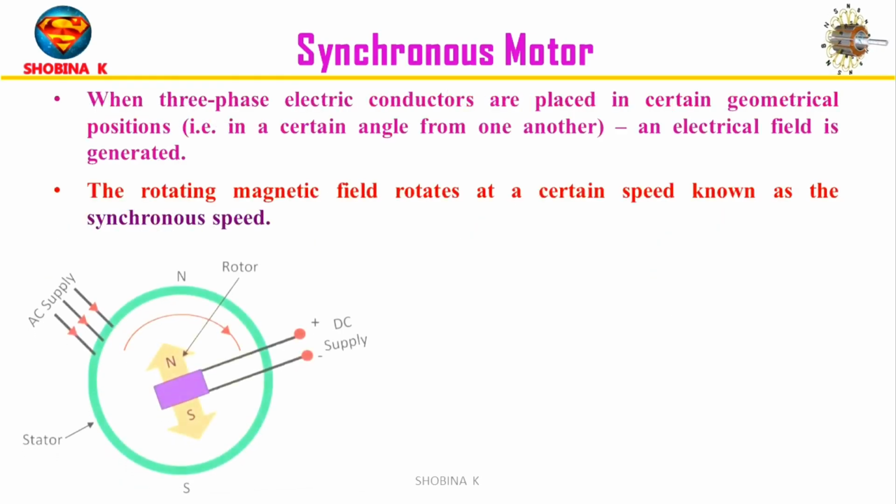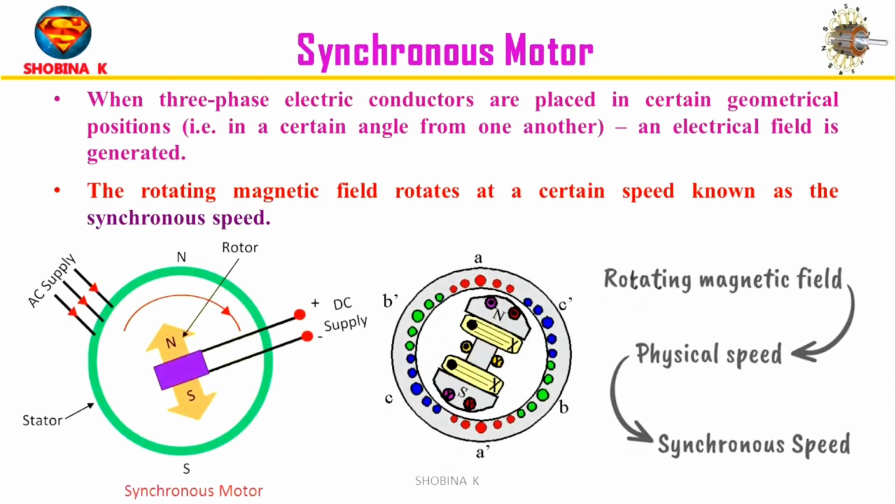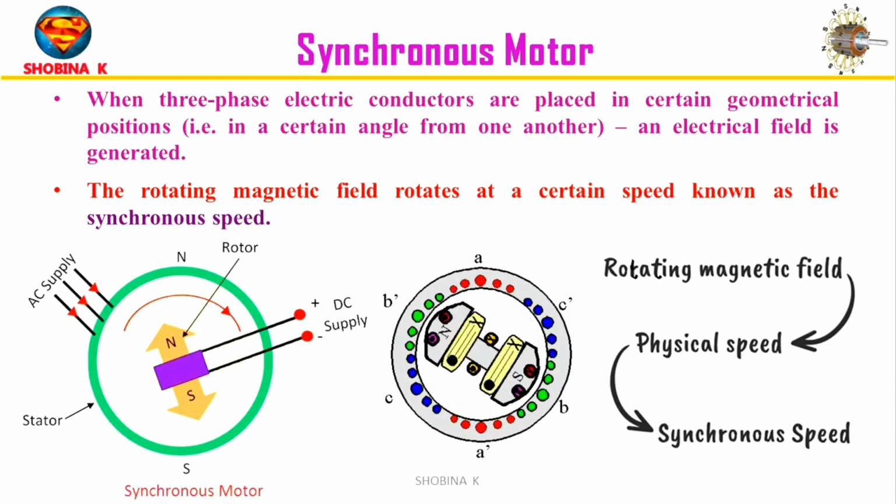When three-phase electric conductors are placed in certain geometrical positions, an electric field is generated. And this electric field provides a rotating magnetic field. And this rotating magnetic field rotates at a certain speed called the synchronous speed. To be more precise, a synchronous motor refers to an AC motor that runs at synchronous speed.